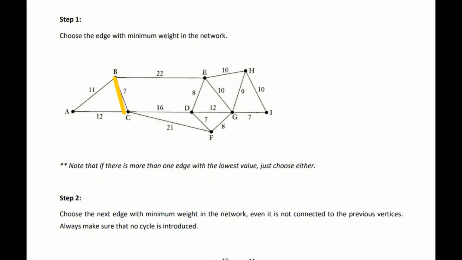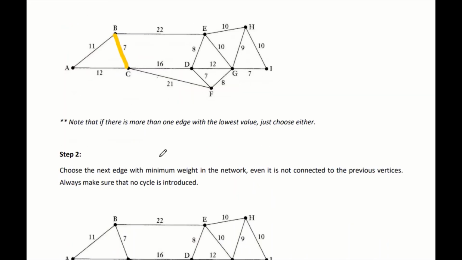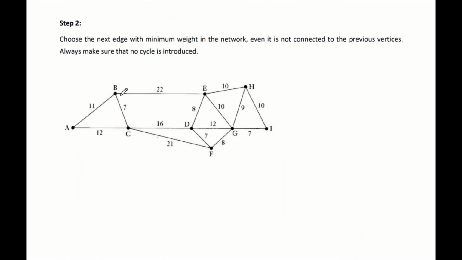For the next one, I'm going to continue with the same thing. Step 2, I'm going to choose the next edge with the minimum weight. You are not going to care whether it's connected to the previous vertices or not, as long as it's the minimum that you have in your network. So there are two 7s left, right? You just choose either one. For example, I choose GI.